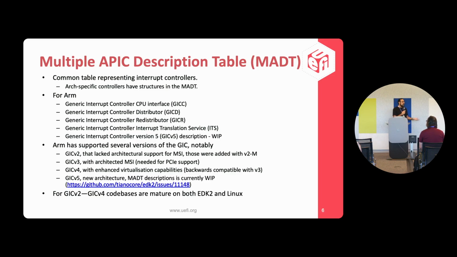GIC V4 was backward compatible to GIC V3, and it adds some of the virtualization enhancements. And finally, we have GIC V5, which is a newly introduced architecture that was just released. The ACPI ECRs are in progress. They are code first. We'll talk about these at the end.